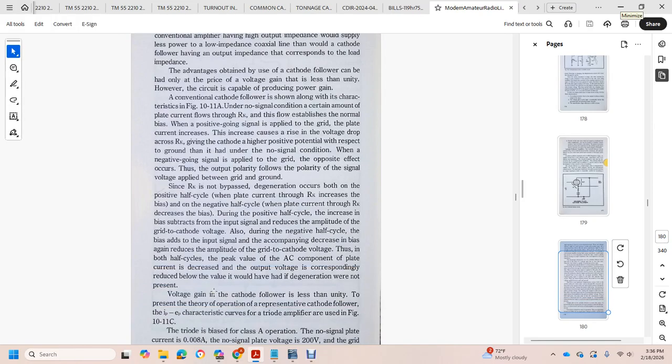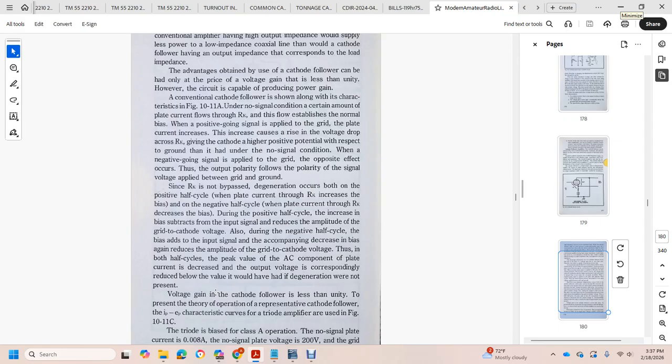The RK is now bypassed, with the AC generated over the positive half cycle. The plate current through the RK increases, and during the negative half cycle the plate current decreases. The bias moving positive half cycle increases, with the bias subtracting from the input signal to reduce the amplitude of the grid to cathode voltage. During the negative half cycle, the bias adds to the input signal, accompanied by a decrease in the bias, reducing the amplitude of the grid to cathode voltage.